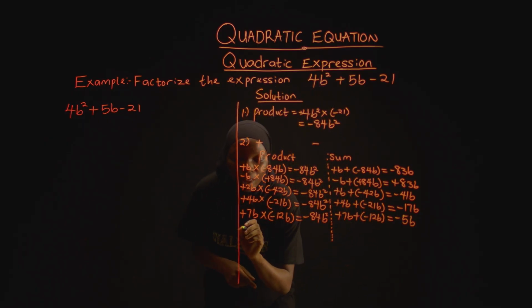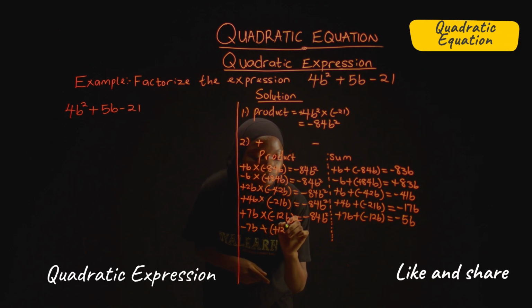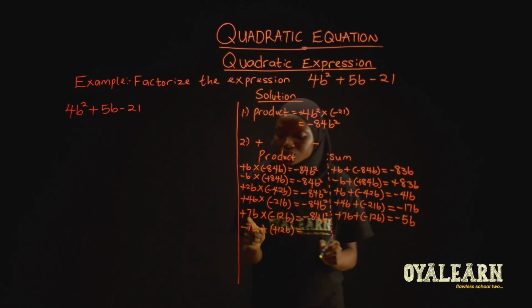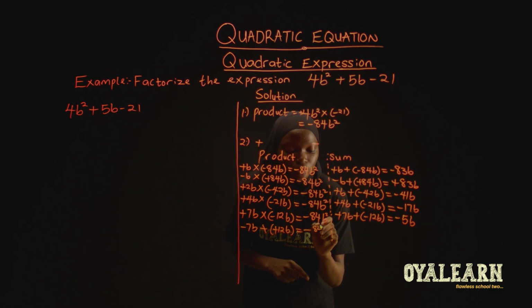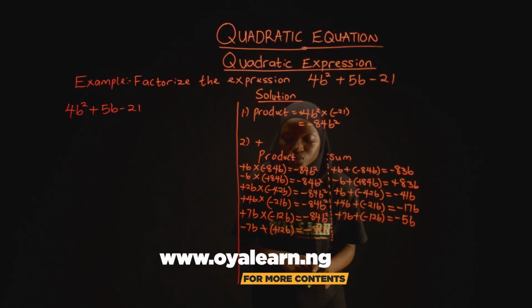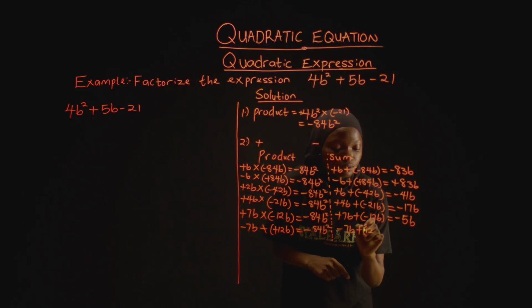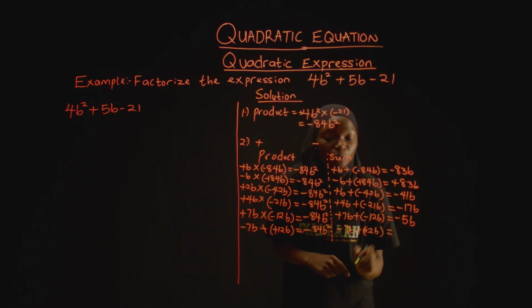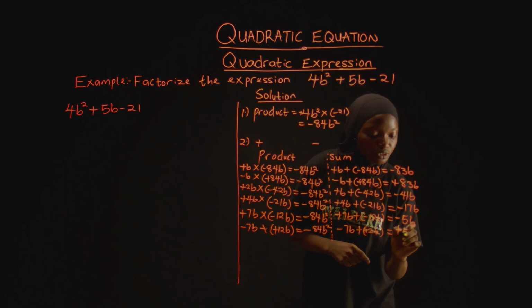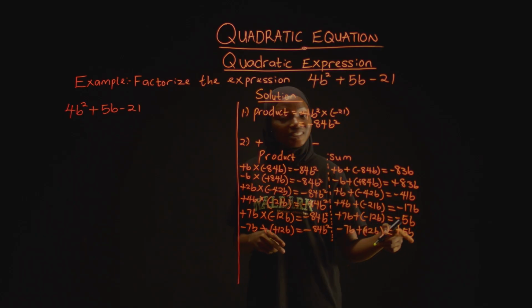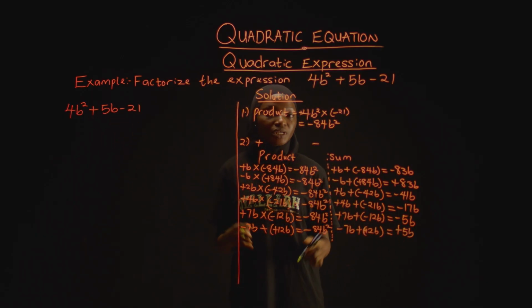So here we'll be having minus 7b multiplied by plus 12b. And when we take the product, minus times plus, we have minus. 7 times 12, we have 84. b times b, we have b raised to the power of 2. And here we have minus 7b plus 12b, which gives us plus 5b, which is exactly the second term of the given expression. So that means the two numbers we need to find are minus 7b and plus 12b.